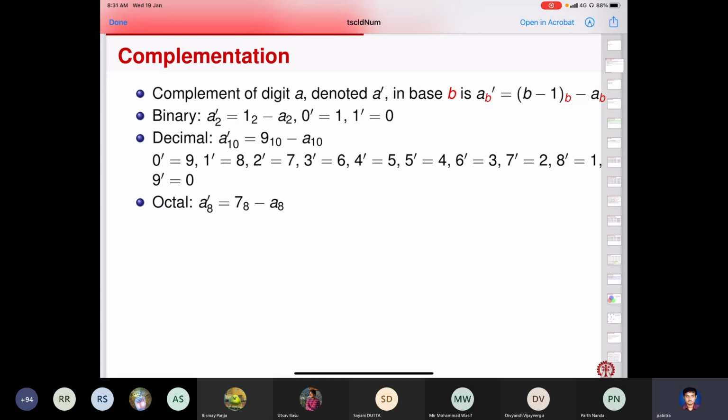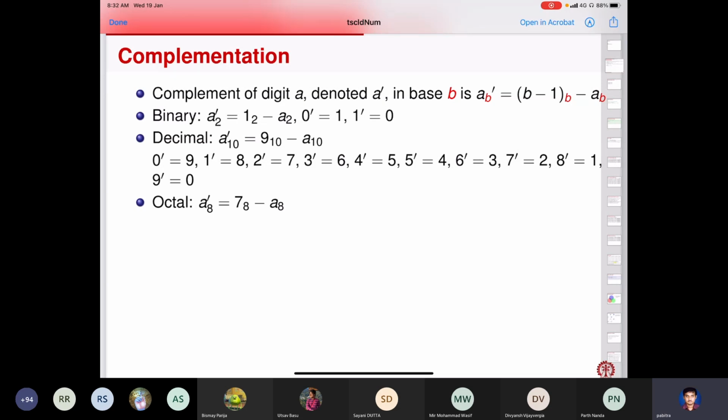So let's see what happens for binary. In binary, the base is 2 and the largest digit you can have is 1. The complement of 1 is 1 minus 1, which is 0, and the complement of 0 is 1 minus 0, which is 1. So the complement of 0 is 1 and the complement of 1 is 0. Similarly in decimal, you just subtract from 9, the highest decimal digit possible. So the complement of 0 is 9, of 1 is 8, and so on.